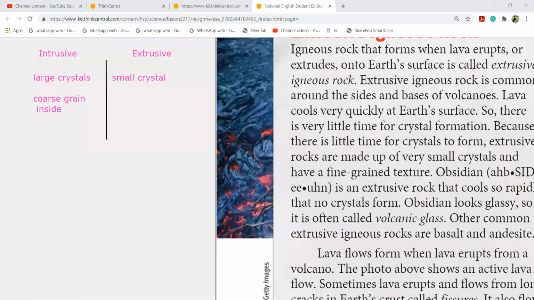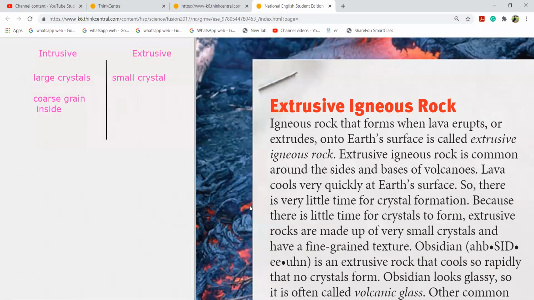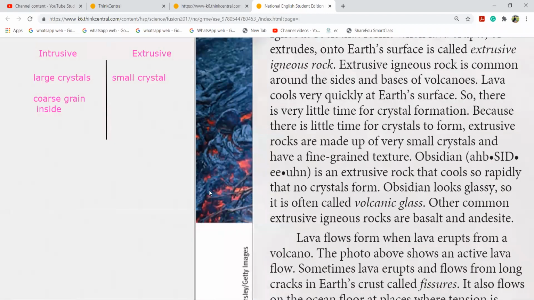Now this is outside, and lava cools very quickly. So there's very little time for crystal formation. You have very small crystals, and you have fine grain structure. There you had coarse grain, here you have fine grained texture.